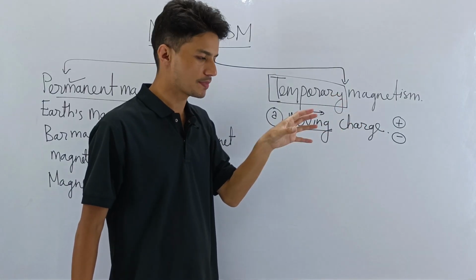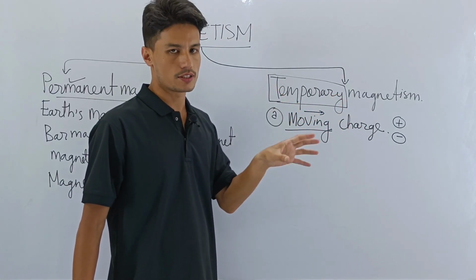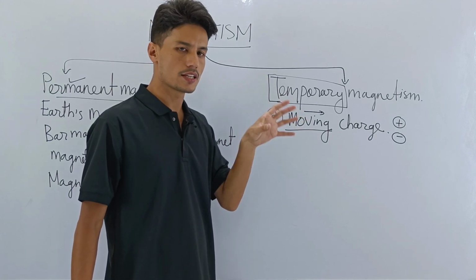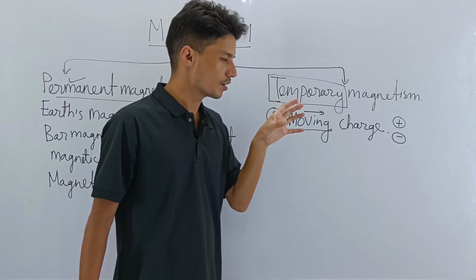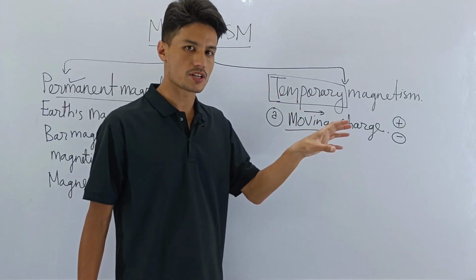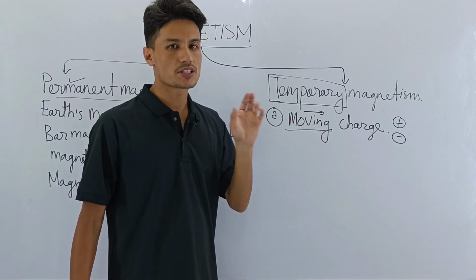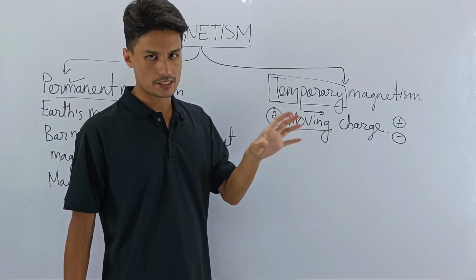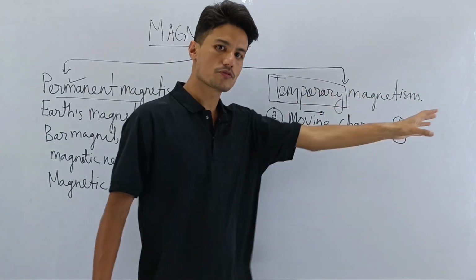Okay, if the charge remains stationary, remember, there is no magnetism. Very, very important. This has been asked in MCQs also: which of the following produces magnetism, a moving charge or a non-moving charge? Remember, it is a moving charge which produces magnetism, and a non-moving charge does not produce magnetism. It has to be a moving charge. So the charge has to move, okay?